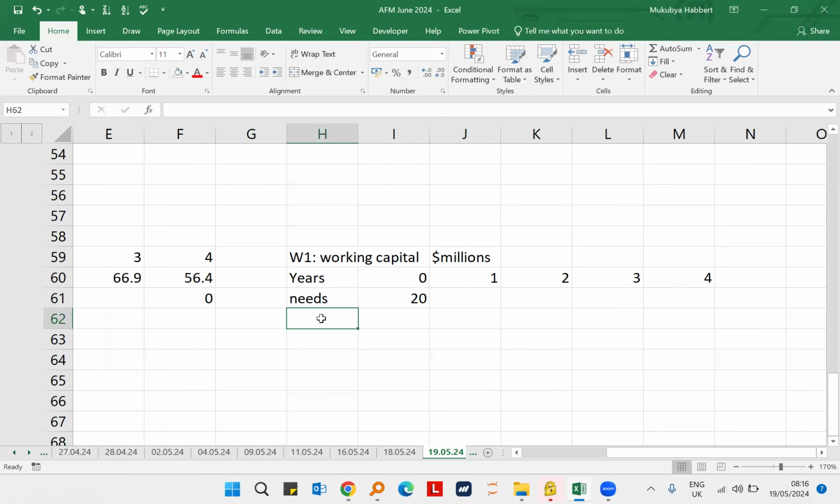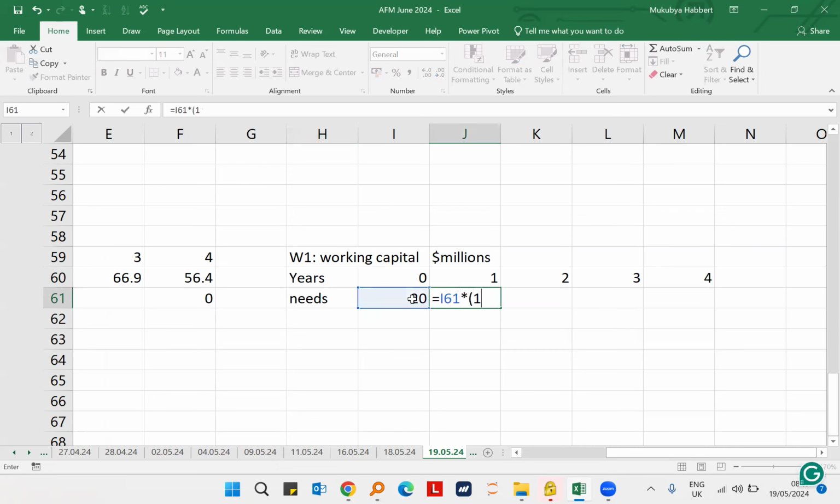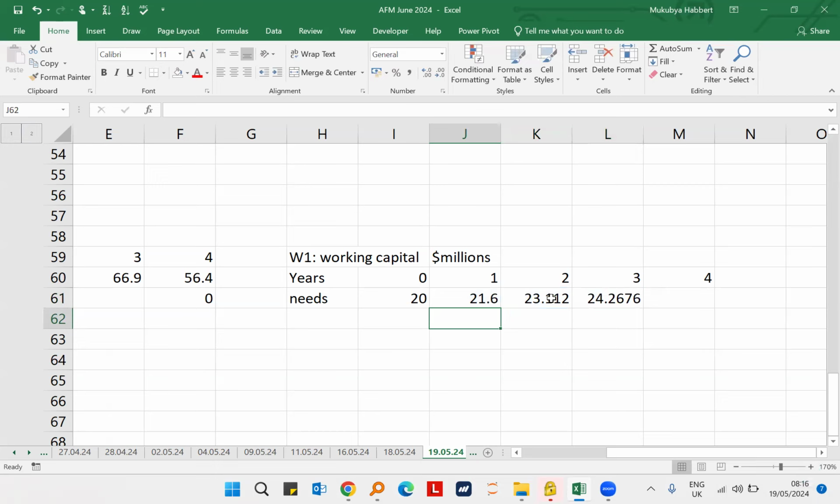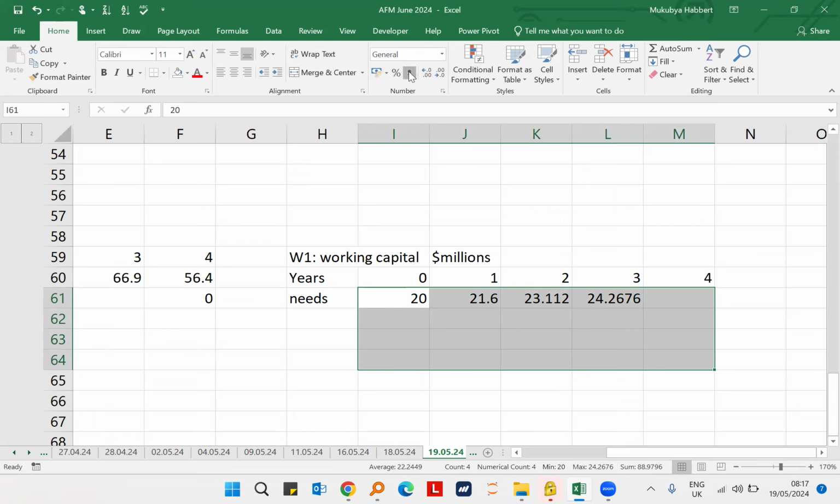So we can say this one will be 20 million multiplied by 1 plus 8%. Then this will be 21 million multiplied by 1 plus 7%. And this will be this one multiplied by 1 plus 5%. And there's no inflation for the end of year 4. So maybe we can make it 1 decimal place.